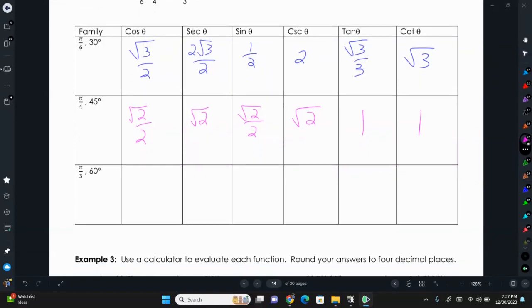And now for the 60-degree one, we can just swap the sine and cosine values. So sine is square root of 3 over 2 and cosine is 1/2, which means we can swap the secant and cosecant values. And we can swap the tangent and cotangent values.